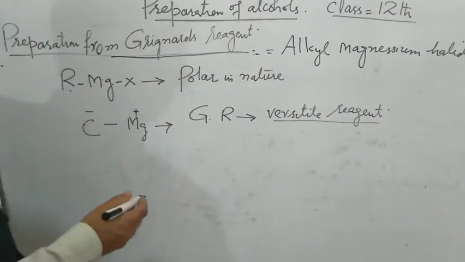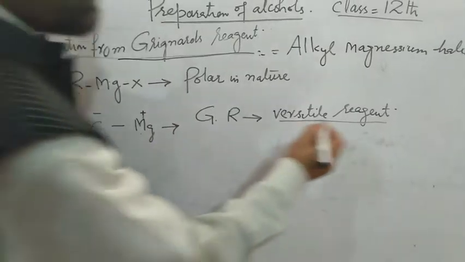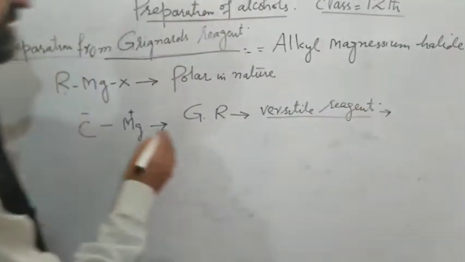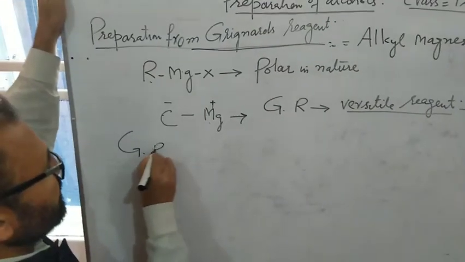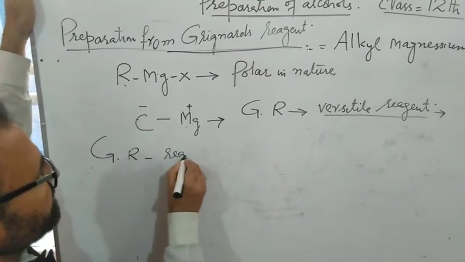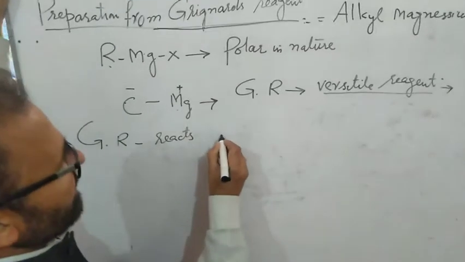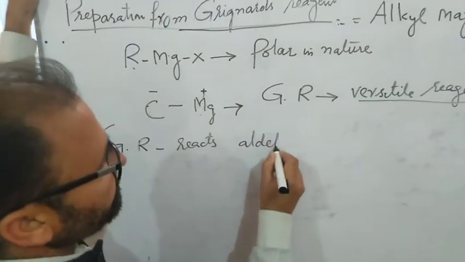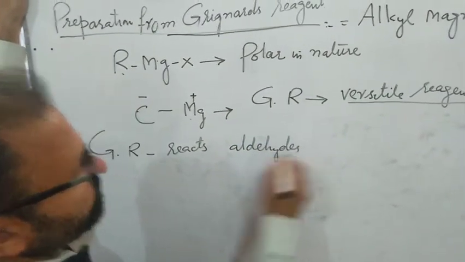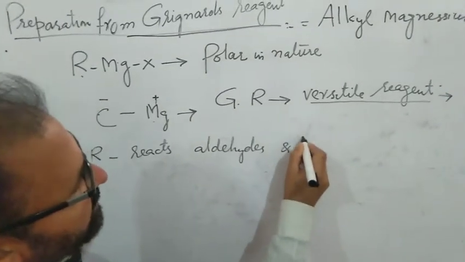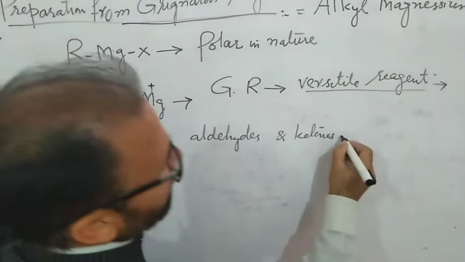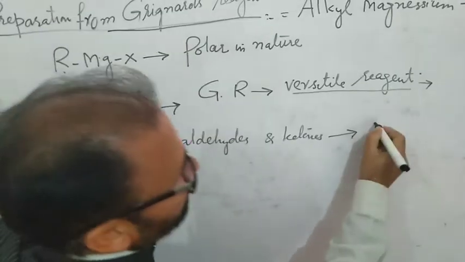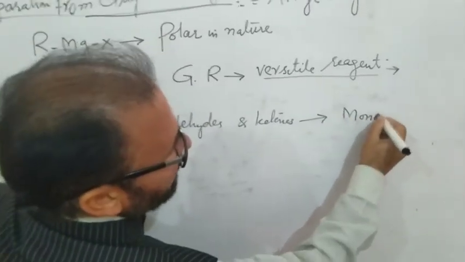Now this Grignard's reagent reacts with aldehydes and ketones and esters and gives monohydric alcohols. Monohydric alcohols are obtained.